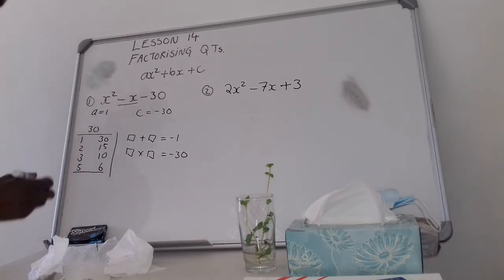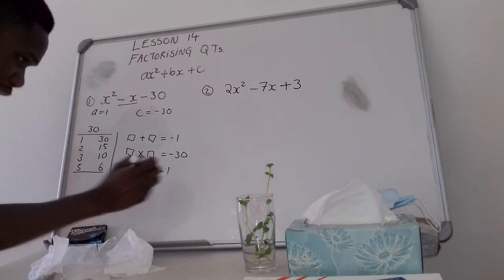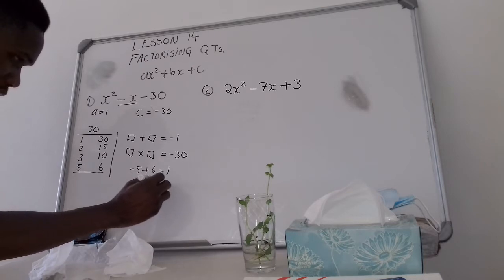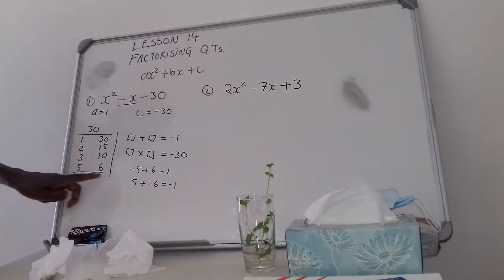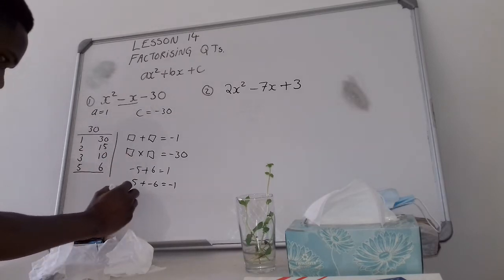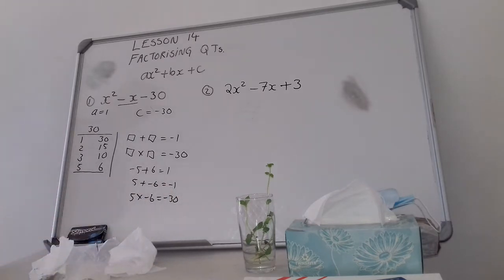Let's see. If we say minus 5 plus 6, we get a positive 1. But if we say 5 plus negative 6, we get a minus 1. So the bigger number has to be negative. Let's check with multiplication: 5 times negative 6, we get negative 30. So the pair that is going to work for this expression is 5 and 6.